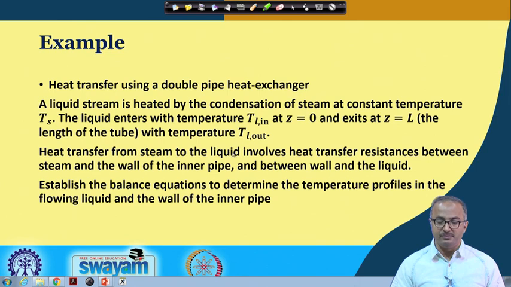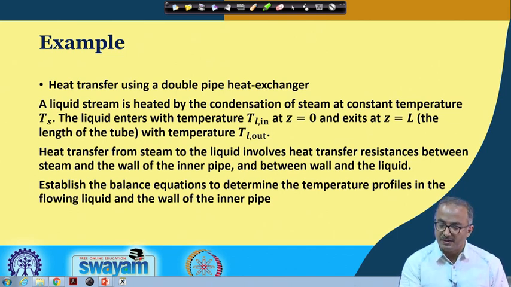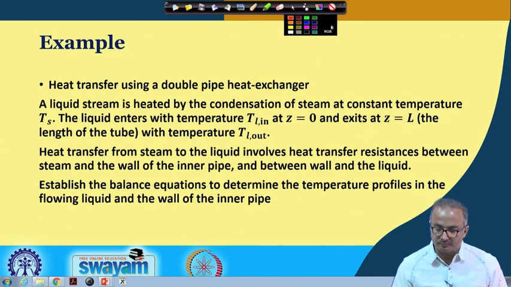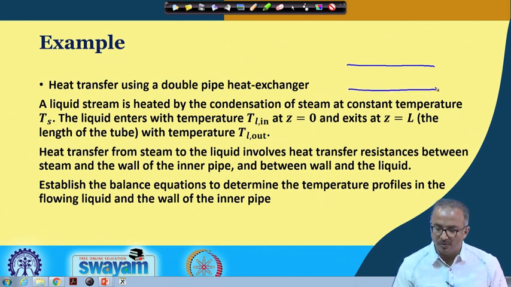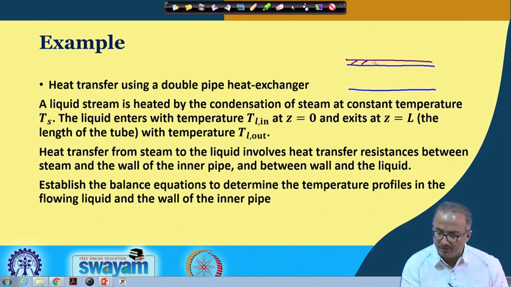Heat transfer from the steam to the liquid involves heat transfer resistances from the steam, the wall of the inner pipe, and between the wall and the liquid. Now you see that whenever there is some heat transfer occurring, there will be some resistance to heat transfer. Now if I draw the inner tube first, and then the pipe, this is the pipe wall.